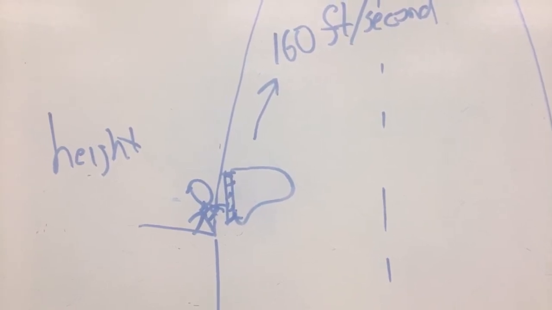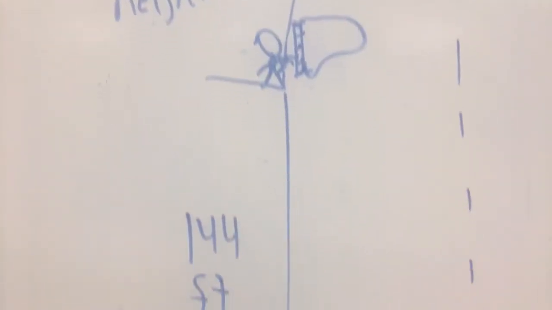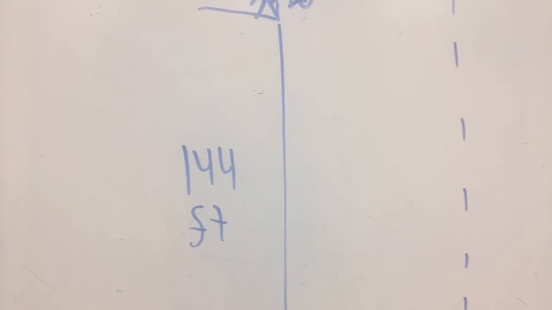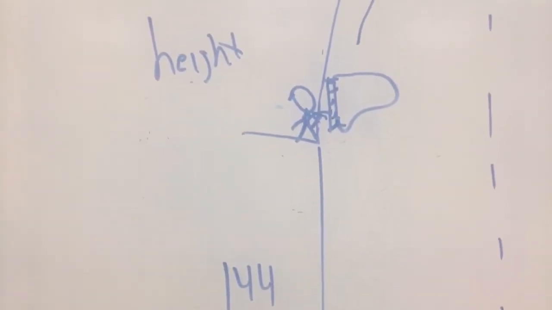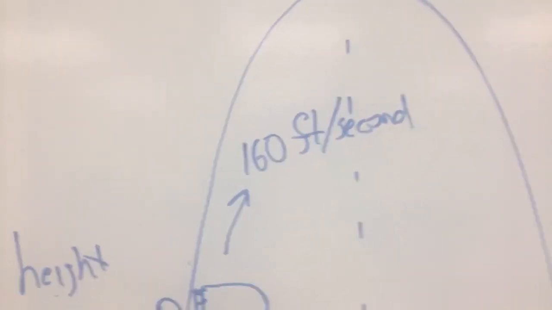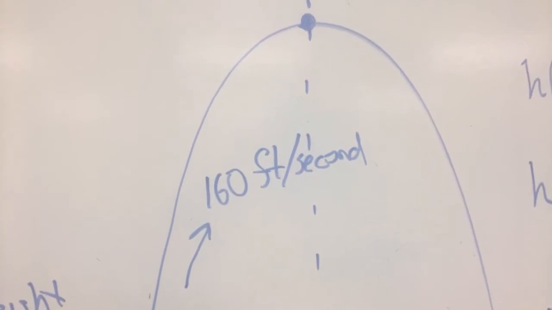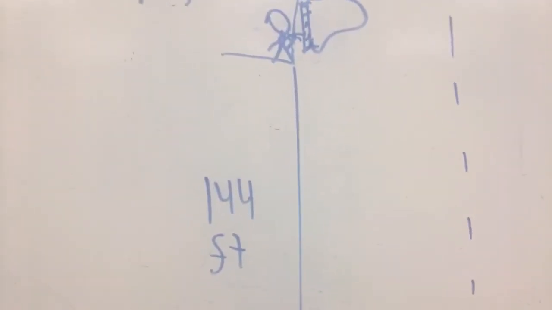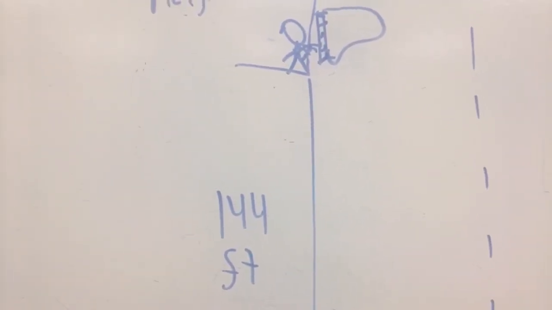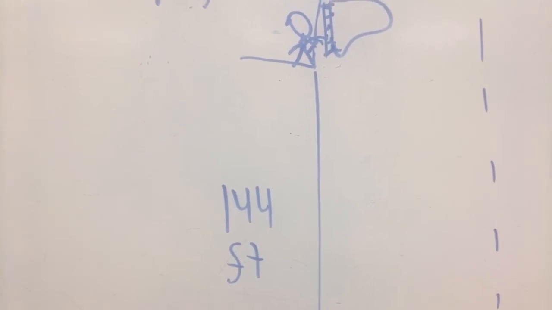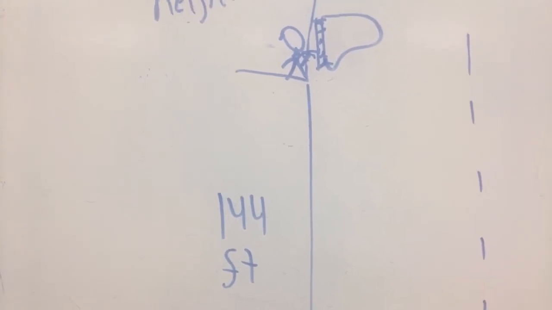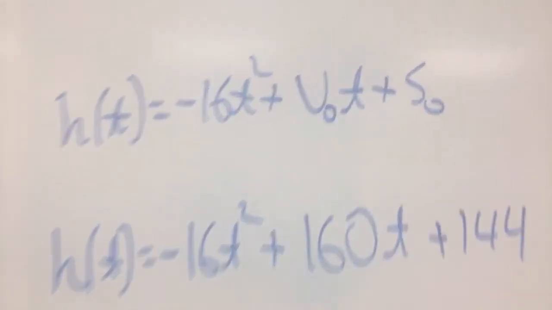See? Isn't that great? Now, Super Dave Osborne is standing atop a 144-foot building. Okay? And he's going to throw this piano up at 160 feet per second. That's going to be the initial velocity, 160 feet per second, and the initial height of the piano when it leaves Super Dave Osborne's mighty grip is 144 feet. Okay? Now, there's the equation.